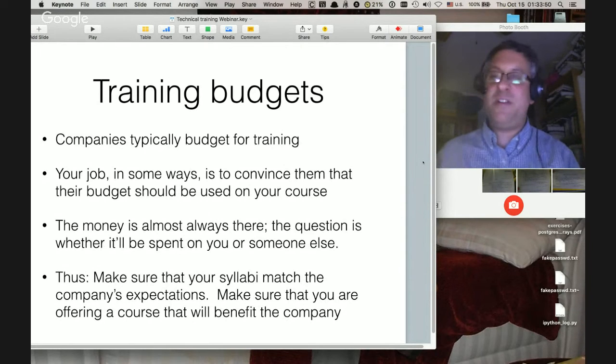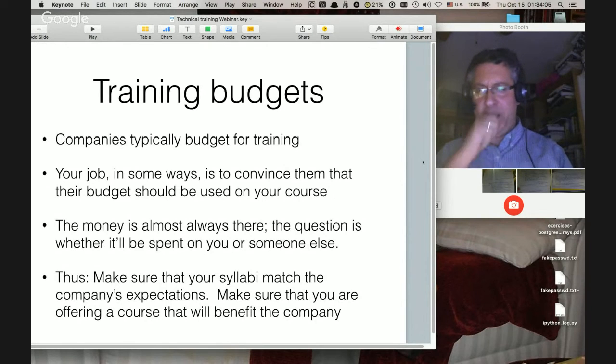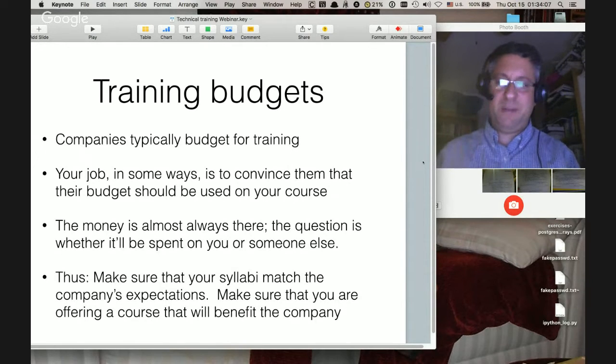In the case of training budgets, they know they're going to be outsourcing. They know they're going to be finding someone. And so the money is there. The question is, are they going to choose you and your course or someone else and someone else's course? So you want to make sure that your syllabi, and the syllabus is one of the most important documents you'll create, matches the company's expectations.